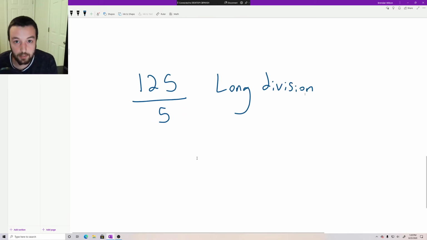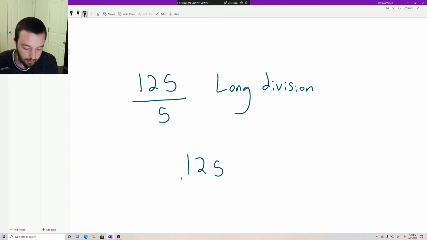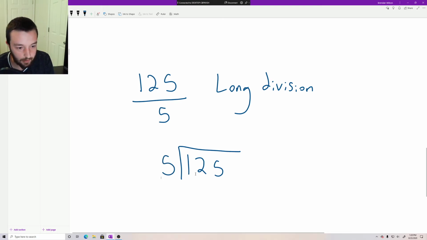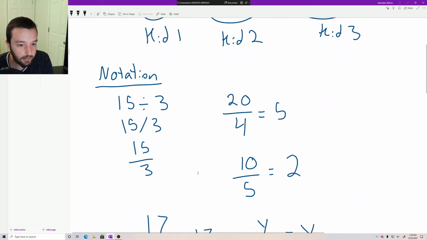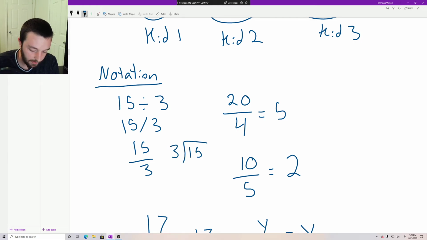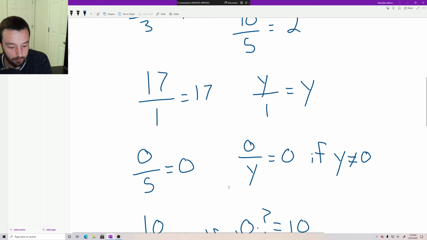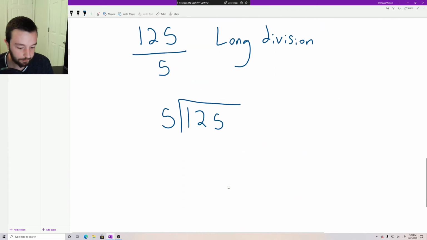Long division kind of breaks down the problem a little bit so we don't have to guess so much. The way we write it is like this. We put the top number on the inside of this half rectangle and the bottom number on the outside. So let's actually add this to our notation list. 125 divided by 5. So we kind of write it backwards from how we read it.